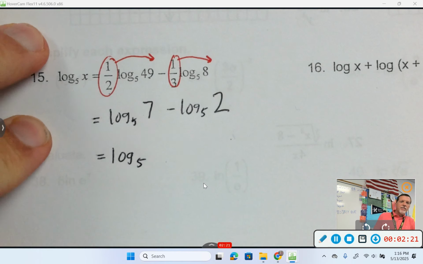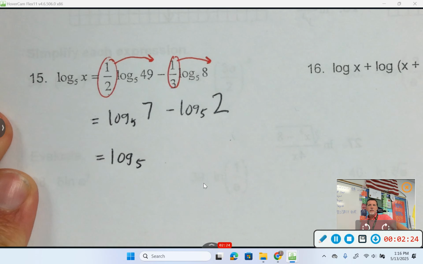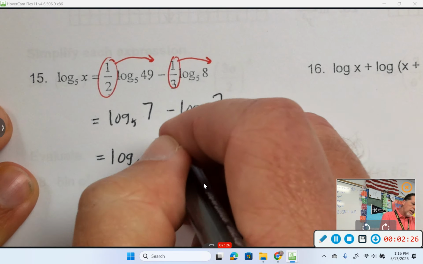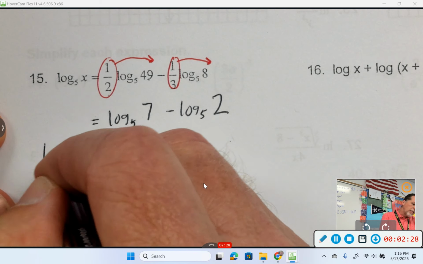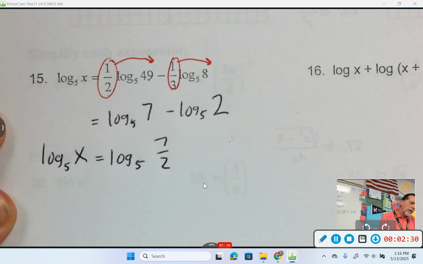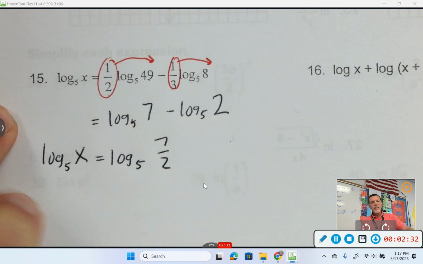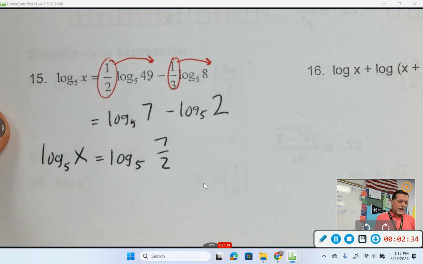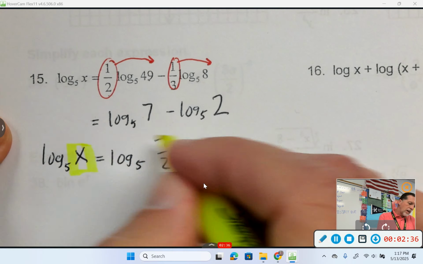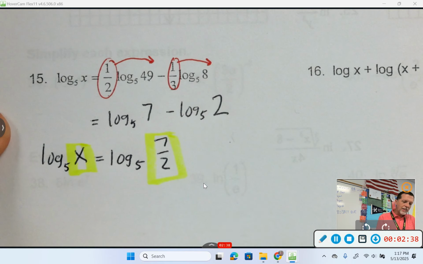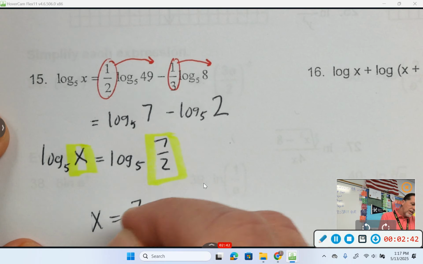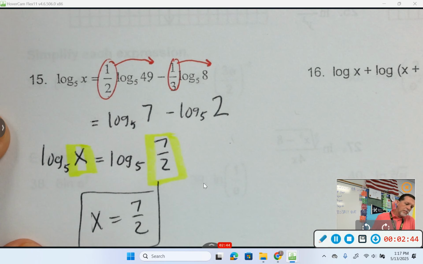How can I condense the 7 and the 2? Divide. Log base 5 of 7 over 2. The other side is log base 5 of x. So even if I had no idea what logs are, I'm pretty sure that x has got to be 7/2. That's the only way this thing makes sense. So x equals 7/2.